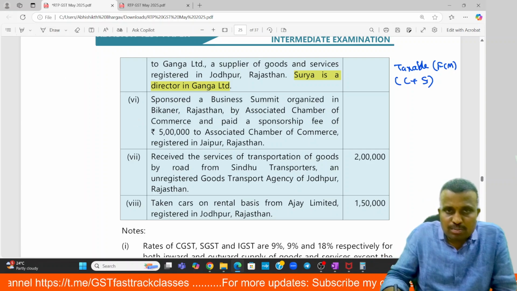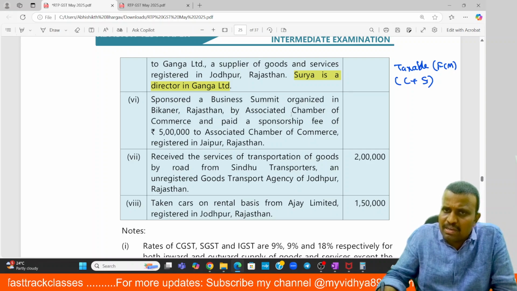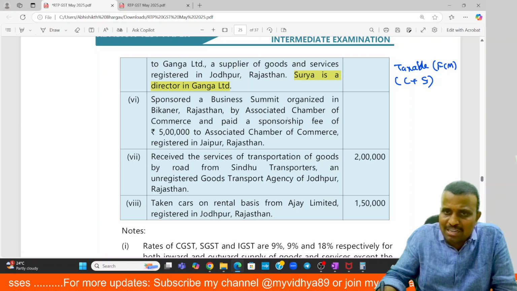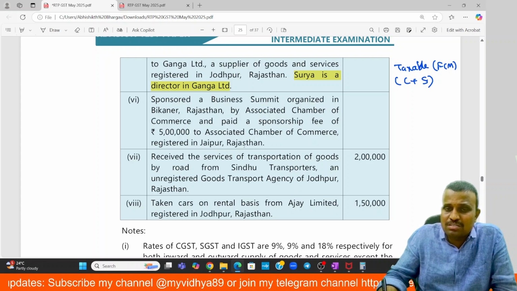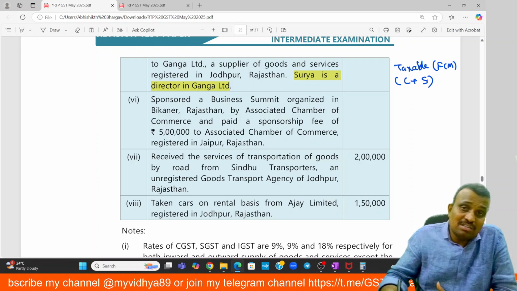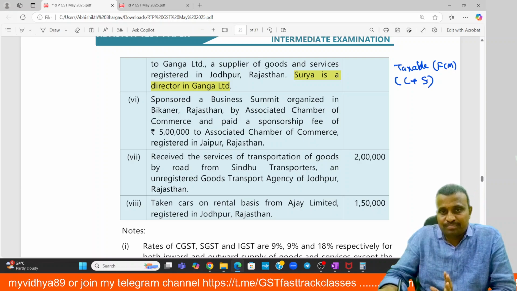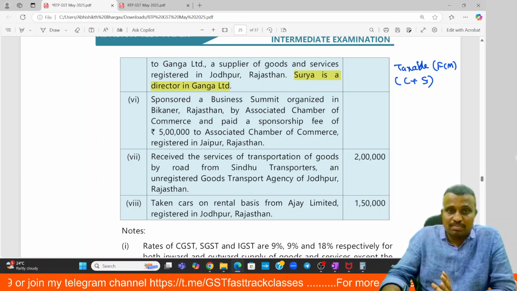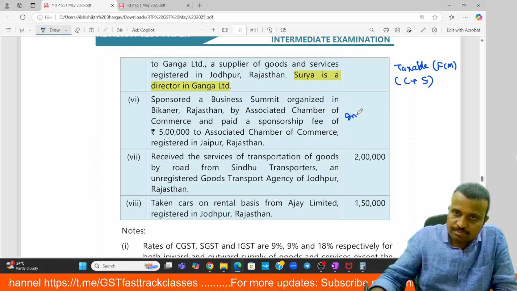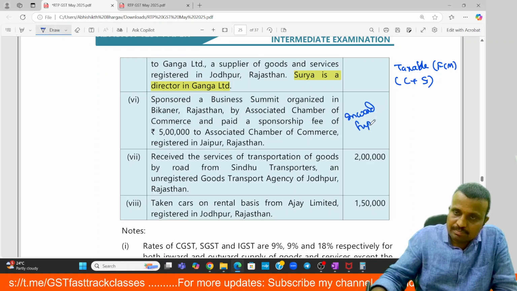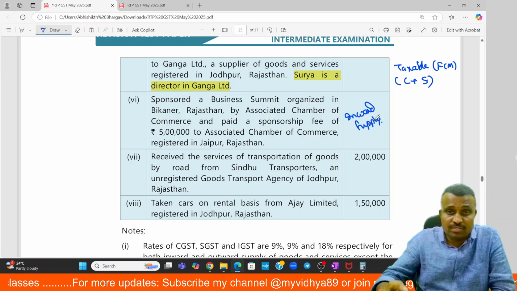Sponsored a business summit organized in Bikaner, Rajasthan by Associated Chamber of the Commerce and paid a sponsorship fee of 5 lakh to the Associated Chamber of the Commerce registered in Jaipur of Rajasthan. And first of all, tell me, is it an outward supply or inward supply? So remember, it is an inward supply. We are receiving the services.